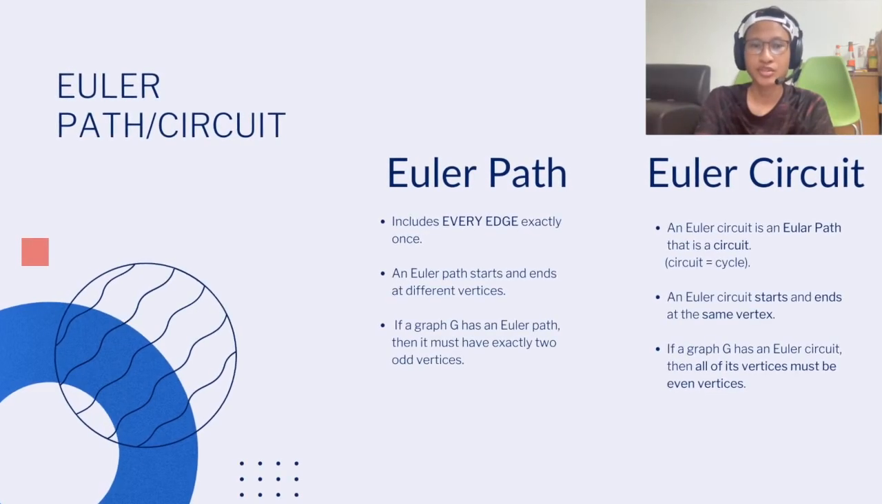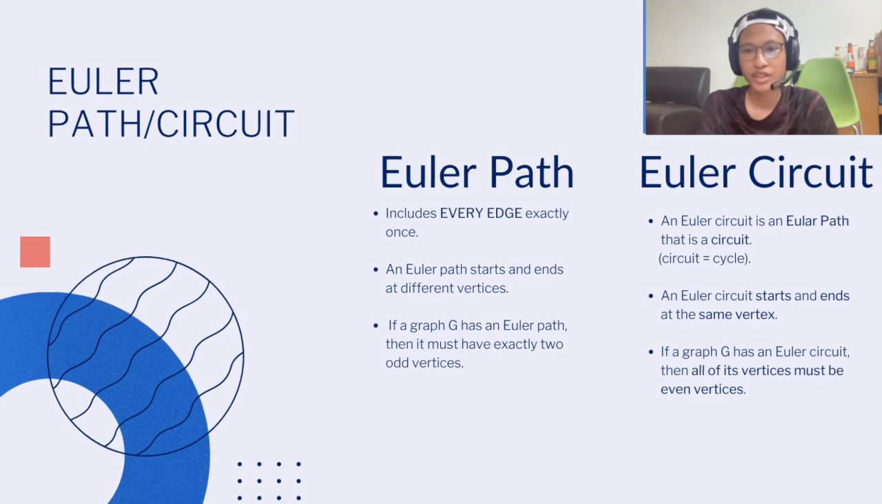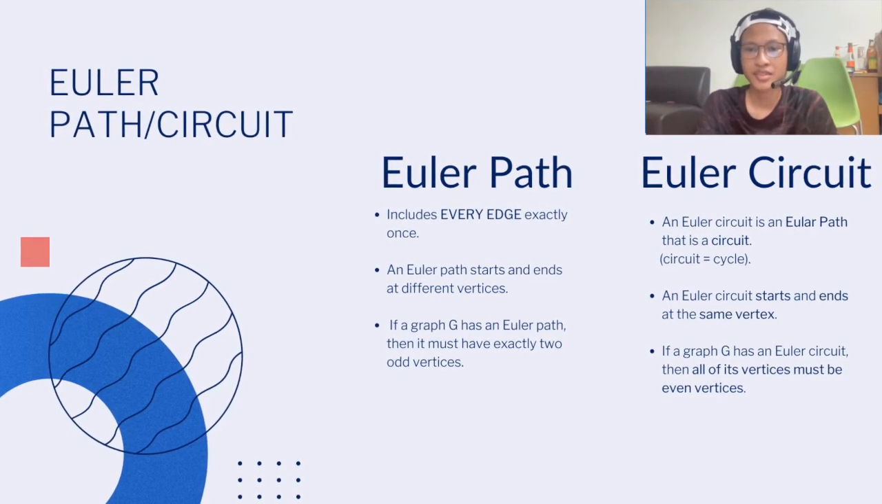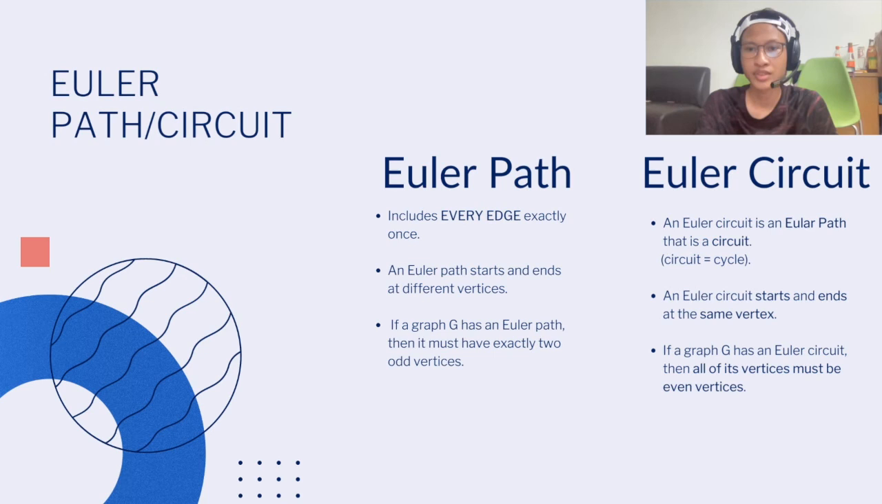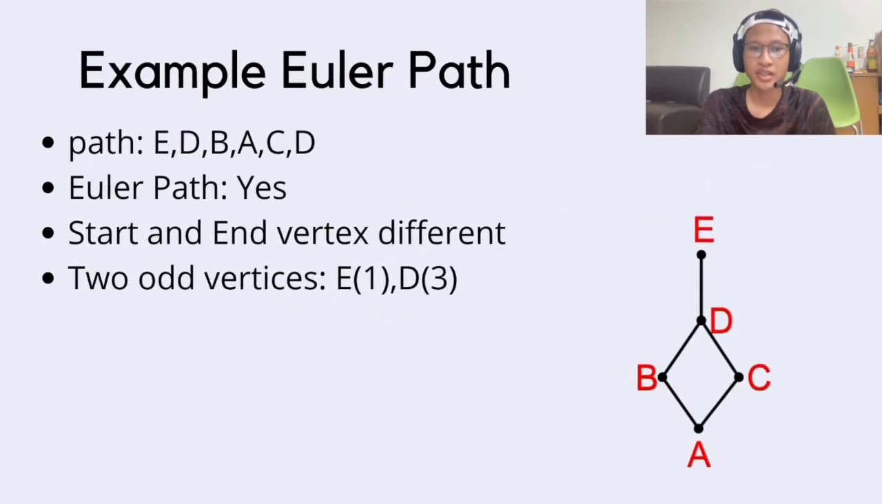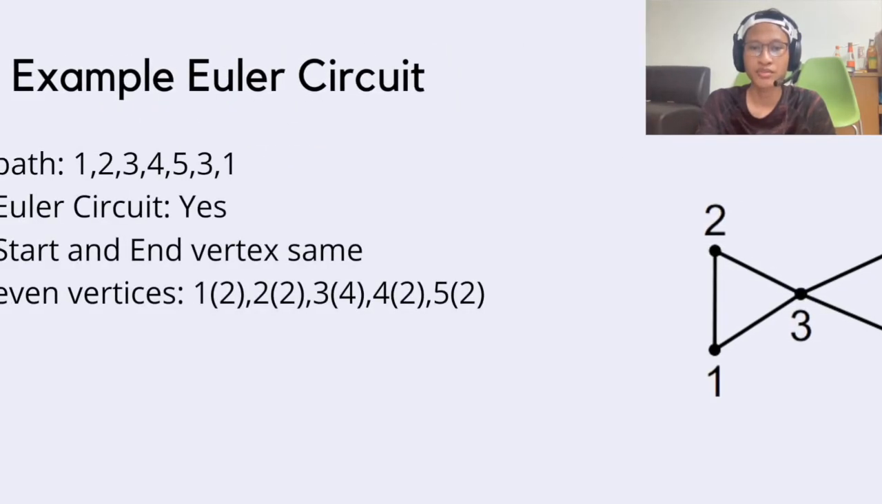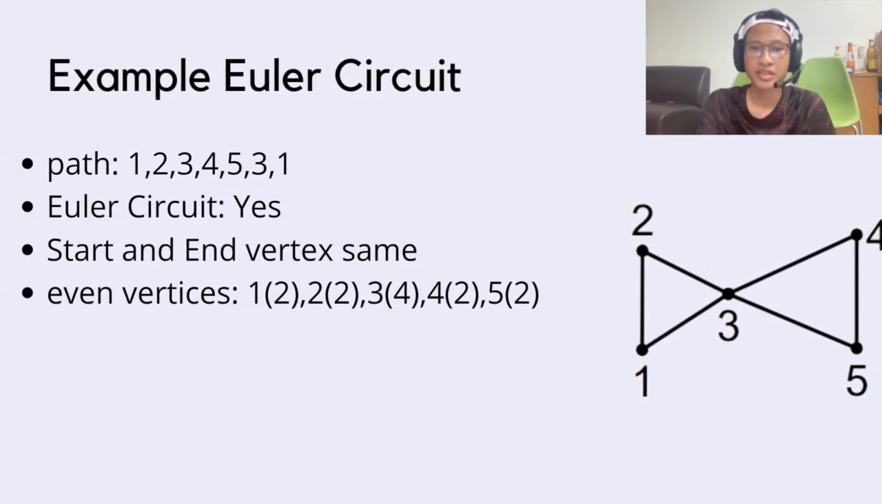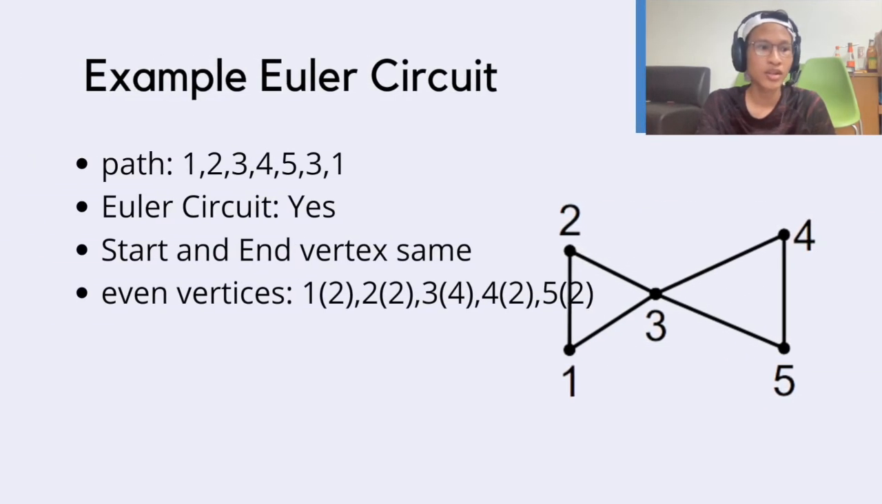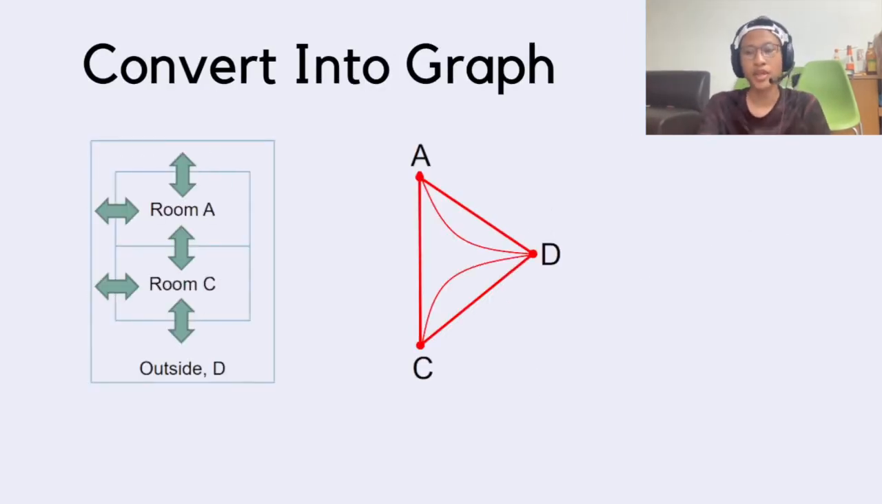Assalamualaikum, my name is Ahmad Danish. So today I'm going to talk about Euler path. An Euler path should start and end at different vertices, and it must have exactly two odd vertices. Next, an Euler circuit should start and end at the same vertex, and it must have all even vertices. This is the example of an Euler path. It starts with E but ends with D, and it has two odd vertices. Next, we have an example of an Euler circuit. It starts with 1 and ends with 1, and it has even vertices. And this is the example of a floor plan converted into a graph.